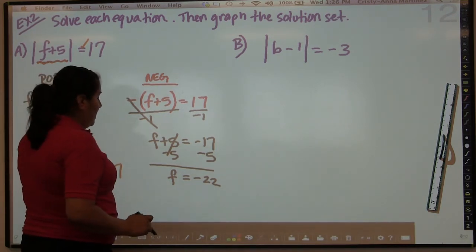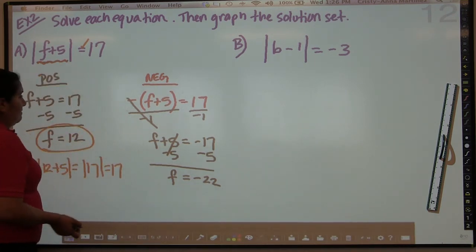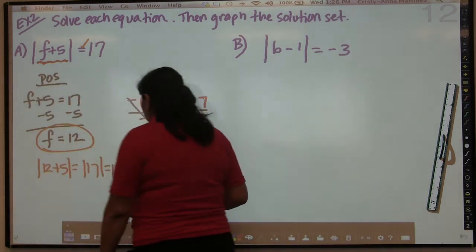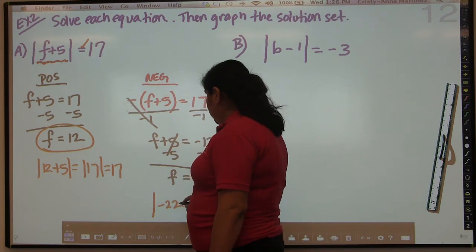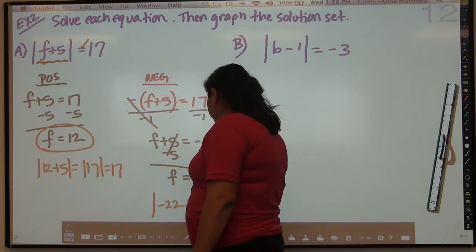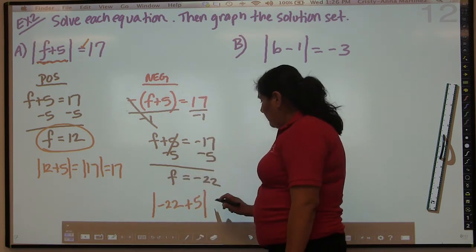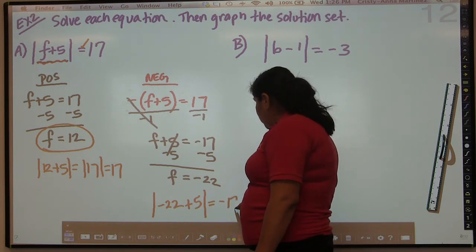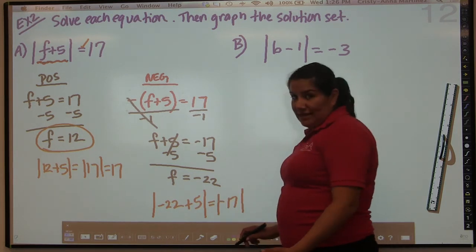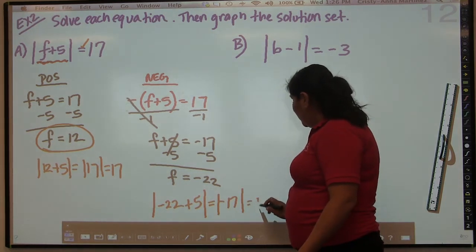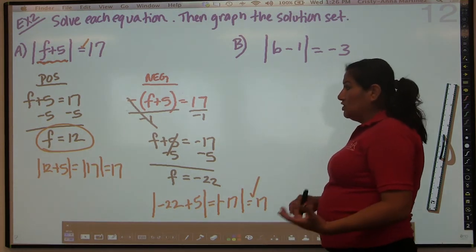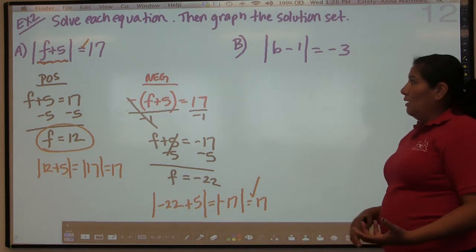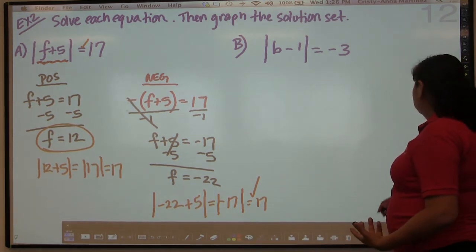Then we do negative 22, and do the same thing. We're going to come over here and say the absolute value of negative 22, which is what f is supposed to be, add 5 to that, and negative 22 plus 5 is actually negative 17, but the absolute value of negative 17 is actually positive 17. So again, we see that that's the answer it's supposed to be. So our solutions are accurate, we did it correctly, and we can be happy with that. And then we have to graph our solution.